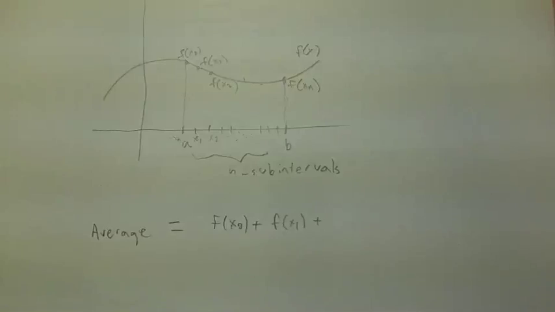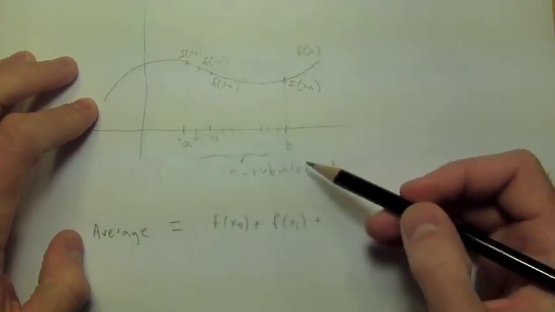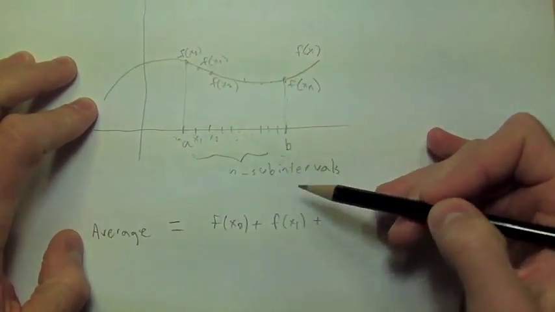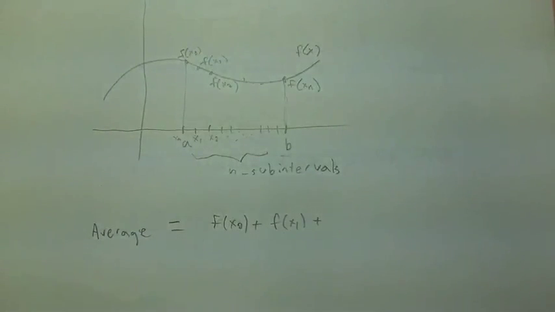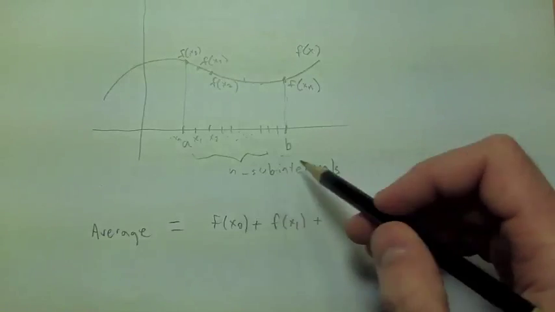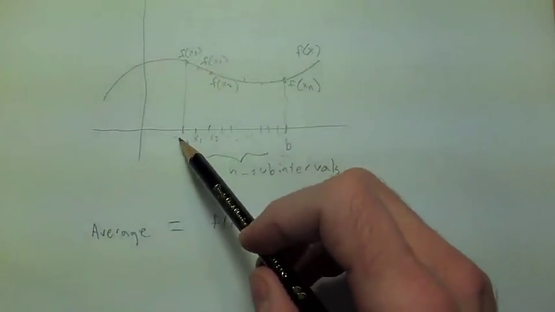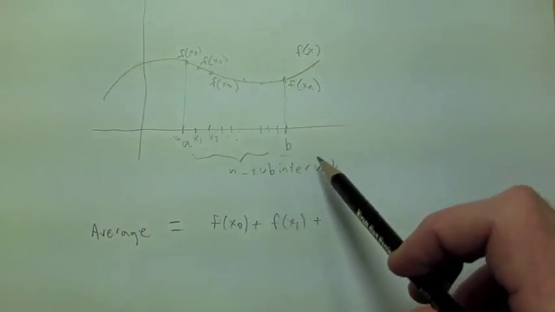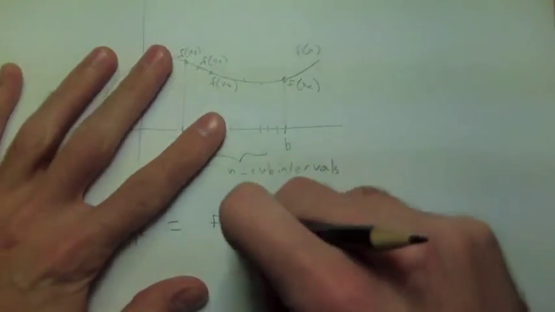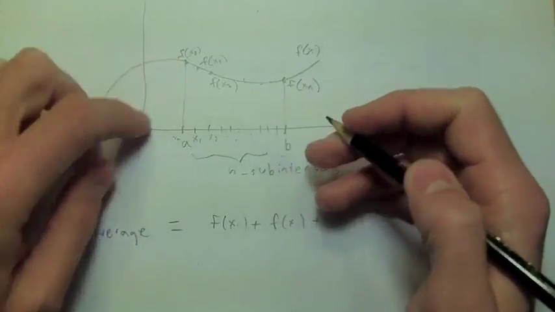Alright, so let's say there's my function here, f of x. I want to take the average of the values of f over the interval a to b. So I'm going to start by splitting the interval up into n subintervals. Okay, so I'm going to have x's going from x sub 0 all the way up to x sub n, and I'm going to add or take the average of all these values.